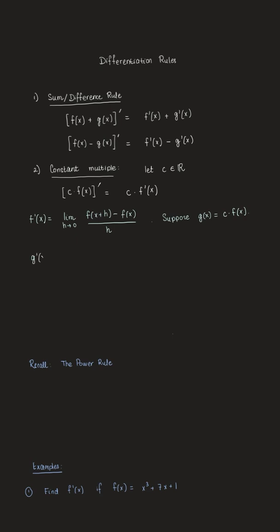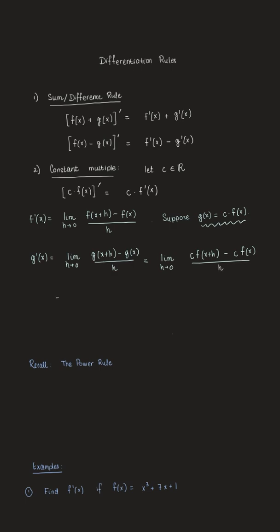So g prime of x is going to be the limit, by definition, as h approaches 0 of g of x plus h minus g of x over h. There's our difference quotient. But we know what g looks like. It's c times some other function f. So I'm going to go ahead and plug that in. That's going to give me the limit as h approaches 0 of c times f of x plus h. Since g of x is c f of x, g of x plus h will be c times f of x plus h. And g of x is c times f of x, all over h.